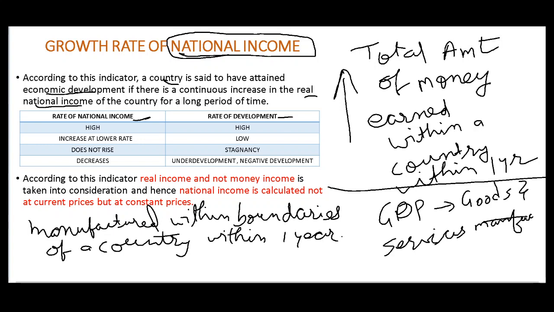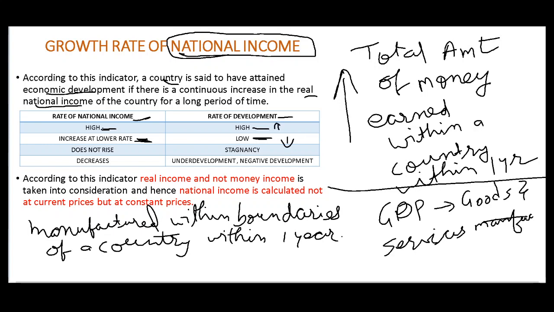If there is a high rise in the rate of national income, then the rate of development will also be high. If the rate of national income is increasing but not at a fast rate, only at a lower rate, then the rate of development will be low.